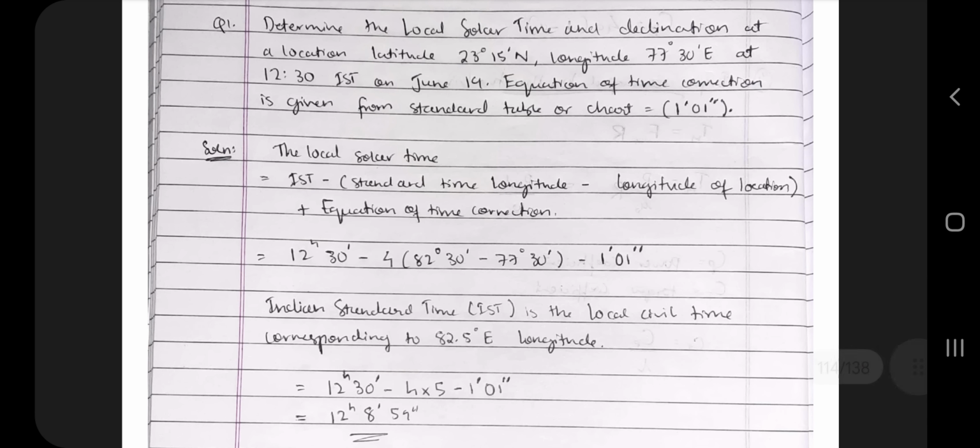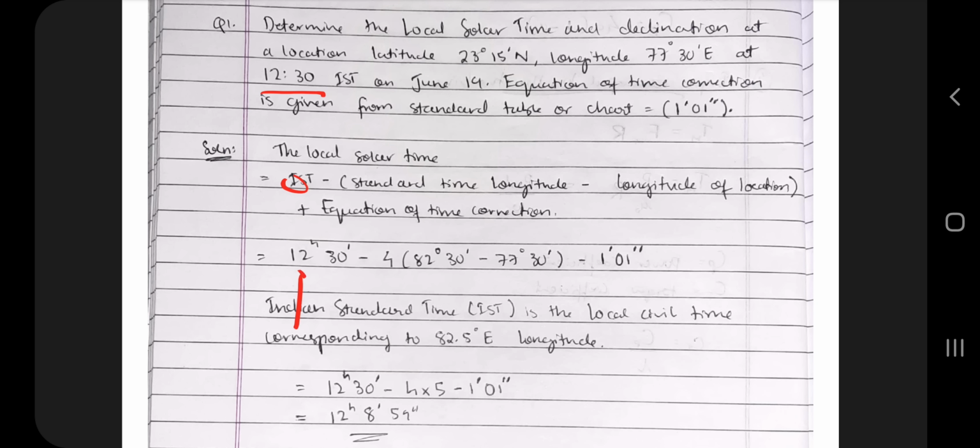The formula for local solar time is on page number 96, where I have mentioned: solar time is equal to standard time plus or minus 4 times (L_ST minus L_LOC) plus E. That's the formula we'll be using. If you use that formula here, the IST given to us is 12:30.